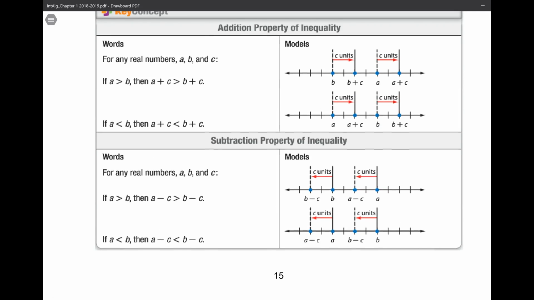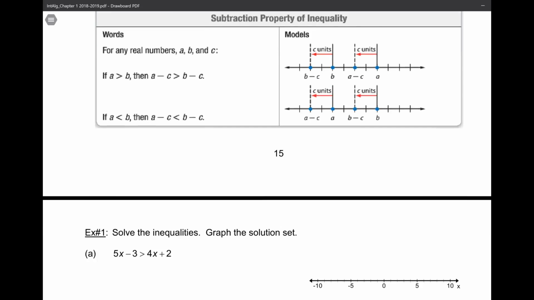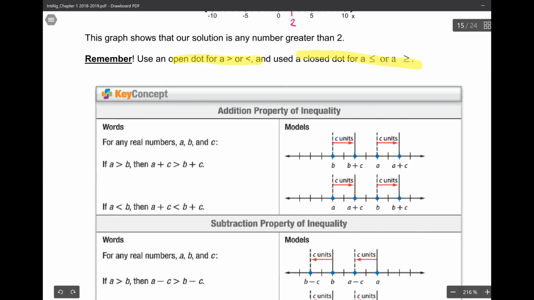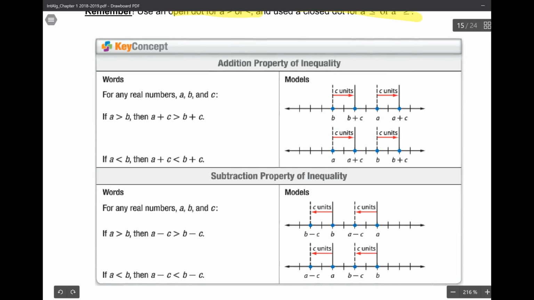So all this is saying is if you add the same number on both sides, it doesn't change the value of the inequality. If you subtract the same number from both sides, it doesn't change the value of the inequality. So basically, inequalities are solved just like regular equations, except they will have more solutions.